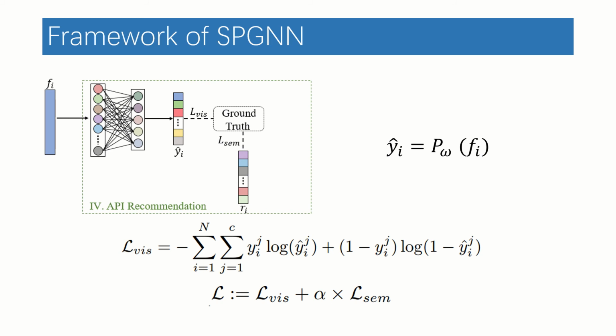We formulate the model of SPGNN, which tackles both the plot-based API recommendation and the plot-based semantic parsing tasks via integrating their losses. Alpha is a manually tunable positive hyperparameter for reconciling the losses. After adjusting alpha, we can obtain the trained model.